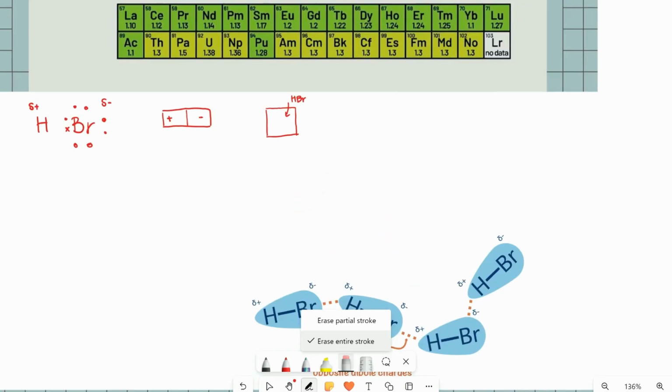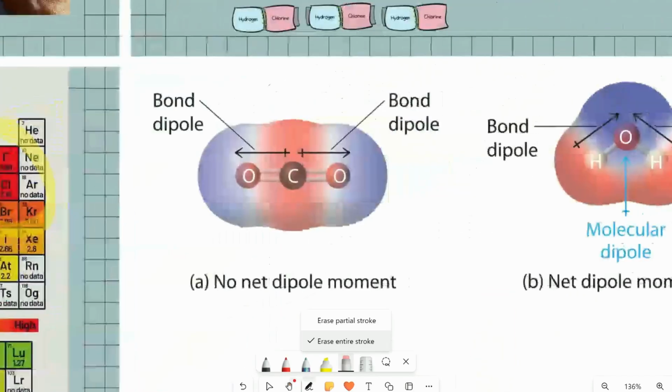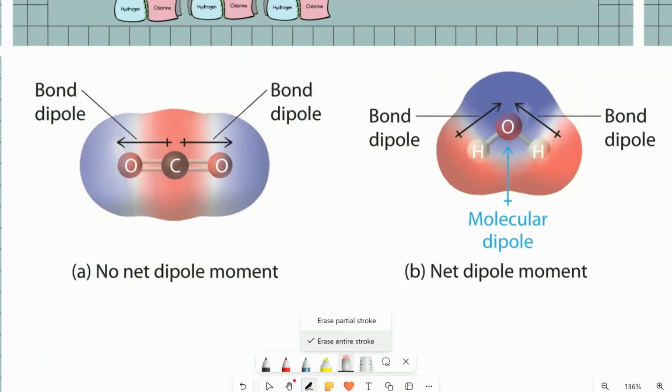So that's the first type of intermolecular force, which exists in any polar molecule. Here I'll show you two more examples of some molecules. Carbon dioxide on the left side here, this is not polar. Not polar.